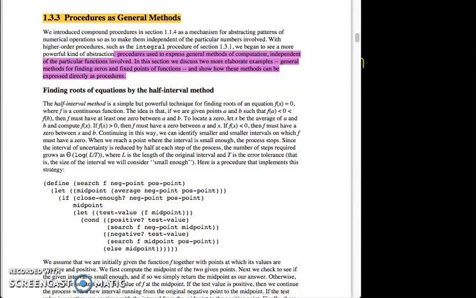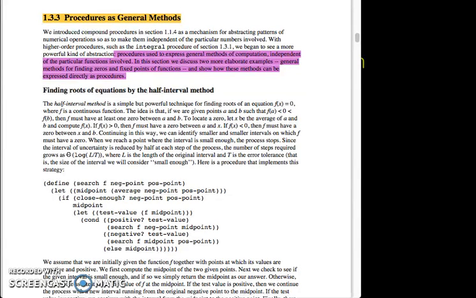Continuing this way, we can identify smaller and smaller intervals on which f must have a zero. When we reach a point where the interval is small enough, the process stops. Since the interval of uncertainty is reduced by half at each step of the process, the number of steps required grows as theta of log of L divided by t, where L is the length of the original interval and t is the error tolerance, that is, the size of the interval we will consider small enough. Here's a procedure that implements this strategy.